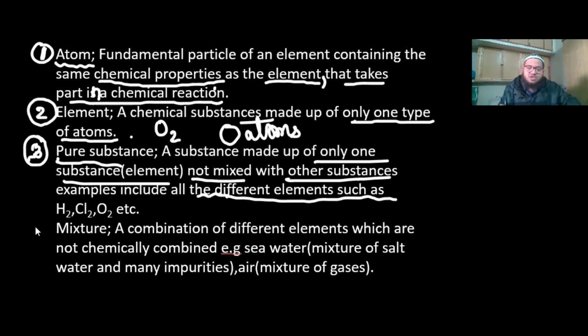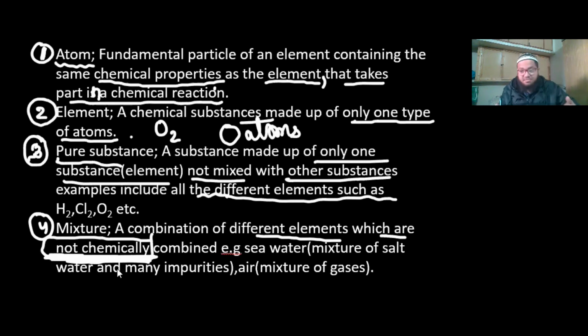Okay, now what is a mixture? This is the fourth definition that you must familiarize yourself with. A mixture is a combination of different elements which are not chemically combined. Remember, chemically combined, this is the key term over here. They are not chemically combined. They can be physically combined, but they must not be chemically combined.